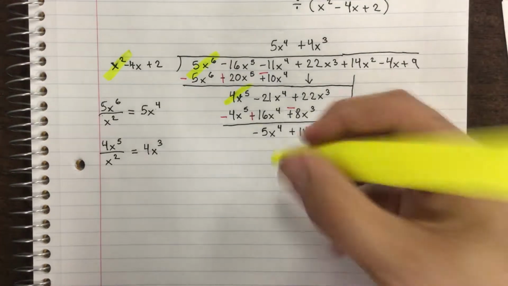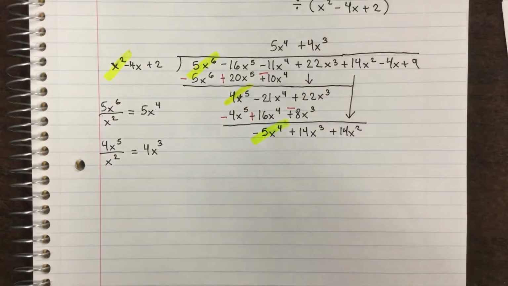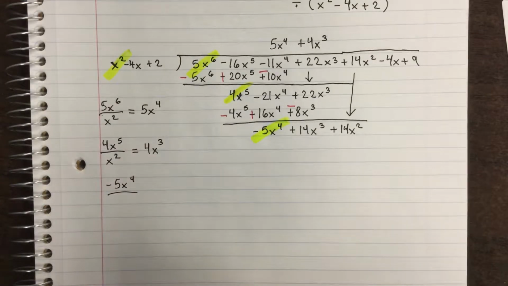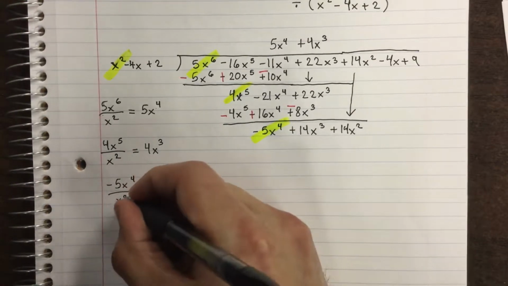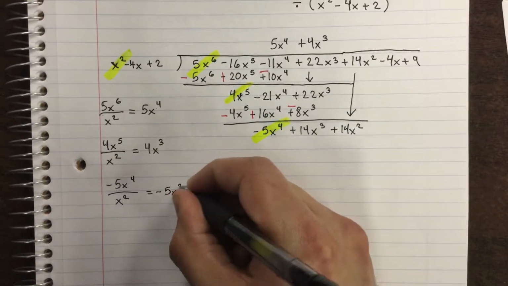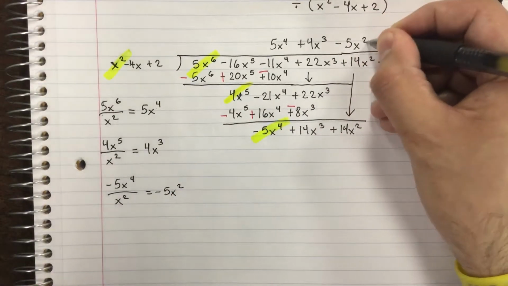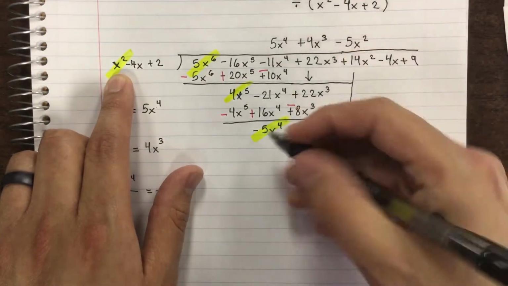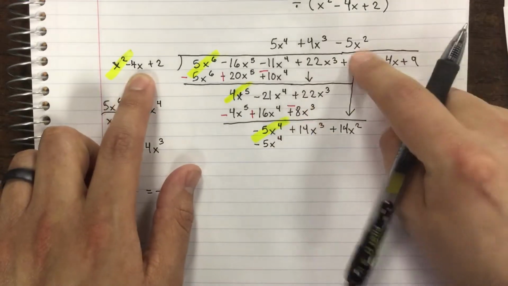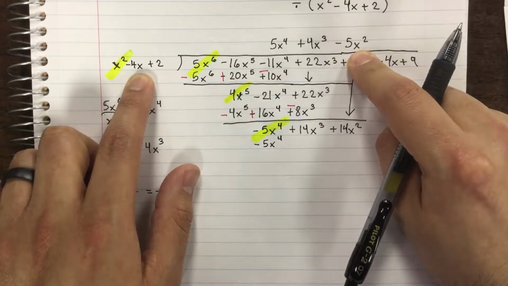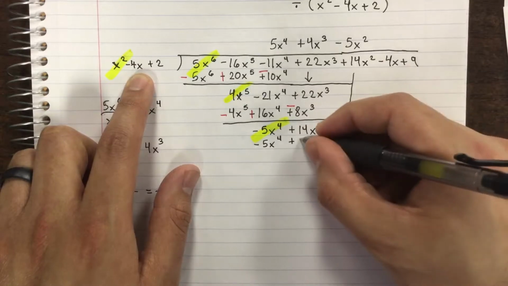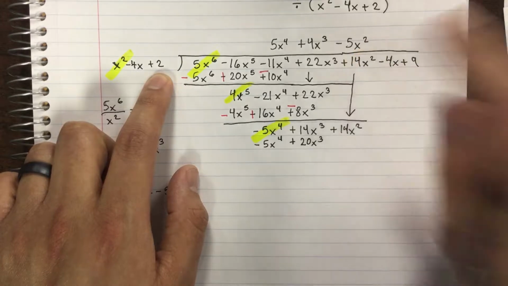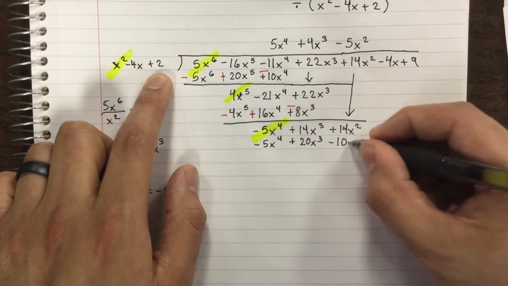Start the process again. Take that first term, divide by x squared. Take the first term of your new polynomial and divide by x squared. So that just leaves negative 5x squared. So negative 5x squared. Now, be careful with your signs, okay? This times this is negative 5x to the 4th. These two together is positive 20x to the third. And the last one would be negative 10x squared.